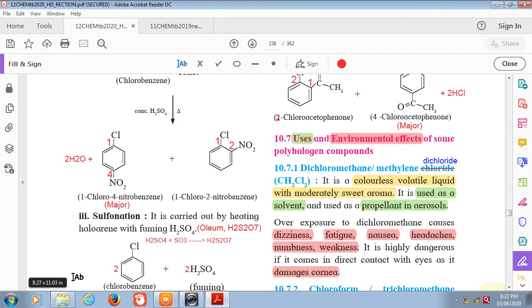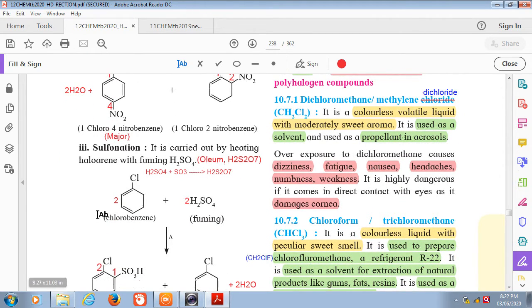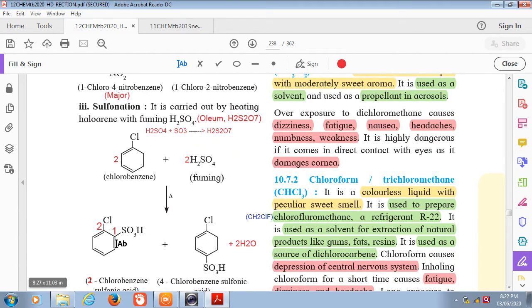Now for sulfonation, sulfonation means substitution of the SO3H group. We require oleum. What is oleum? It is fuming H2SO4 or H2S2O7. How will you write the reaction to form oleum? When sulfuric acid reacts with sulfur trioxide SO3, it gives oleum, and that oleum or fuming H2SO4 reacts with chlorobenzene, it gives a substituted product.